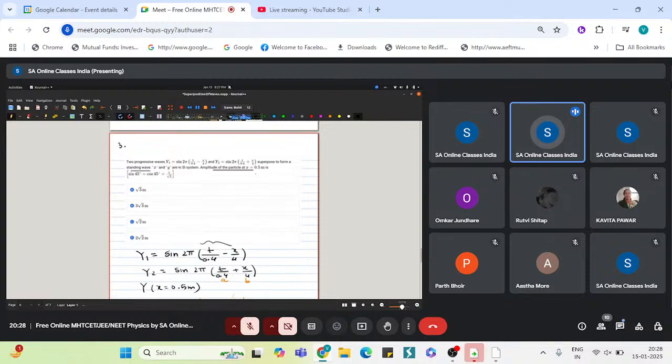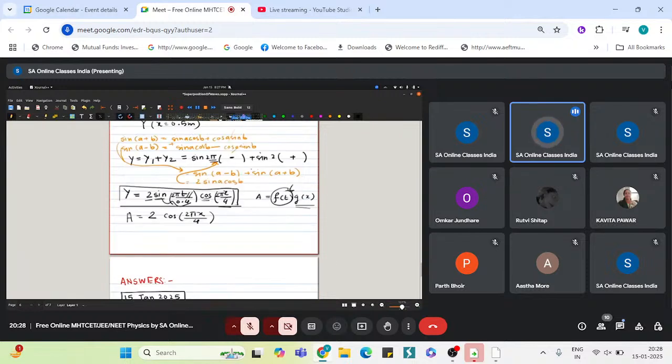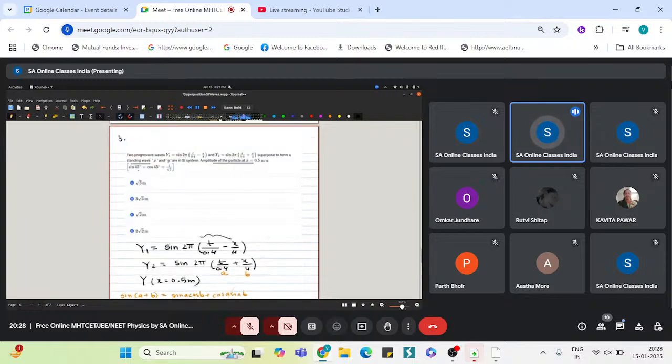They have asked for the amplitude of the particle at x equal to 0.5. So we can easily substitute x equal to 0.5 here. This is going to be 2 cos of 2 pi into 0.5, which we can write as divided by 2, over 4. So this will be 2 cos pi by 4. And conveniently, they have also given the value for sine and cos pi by 4.